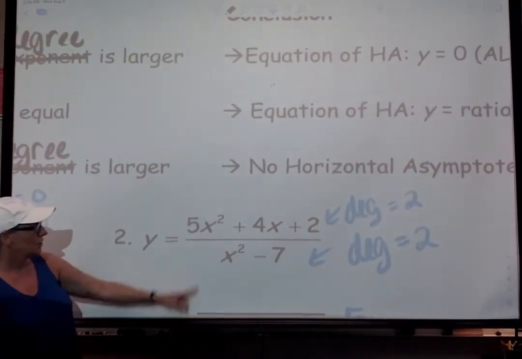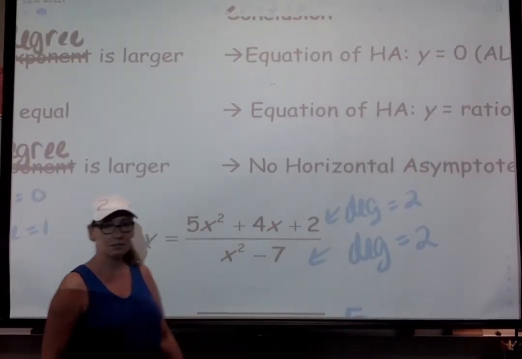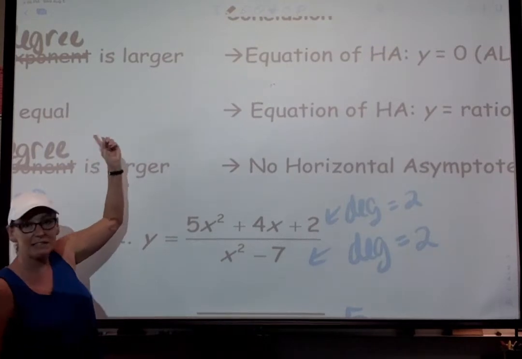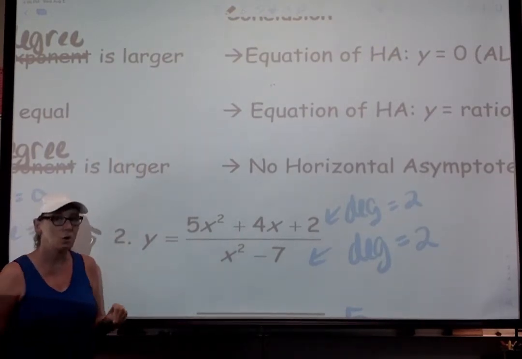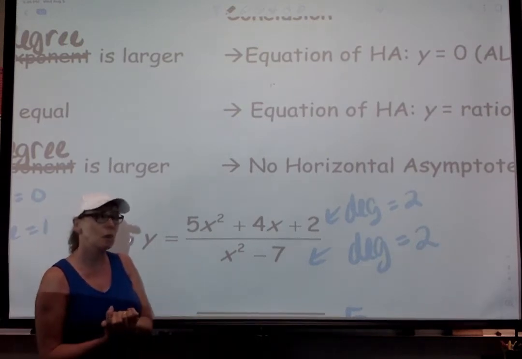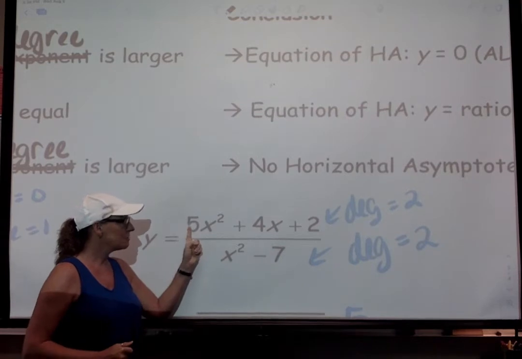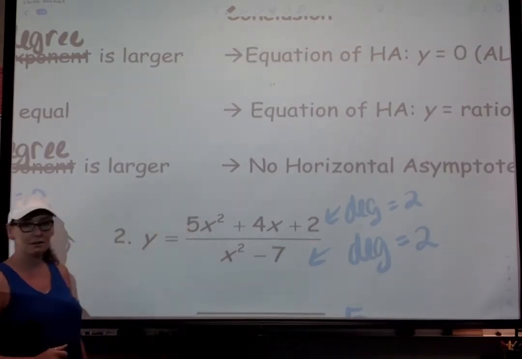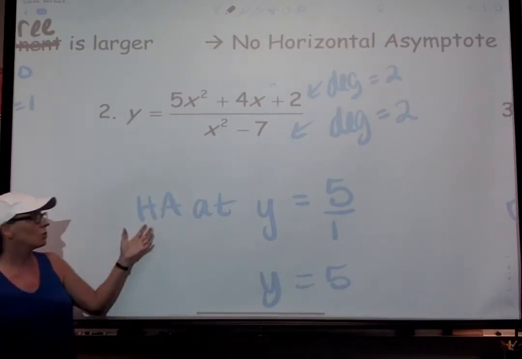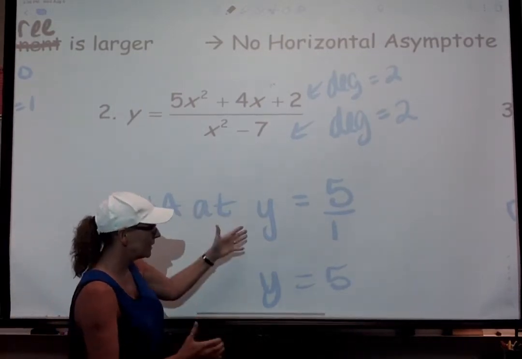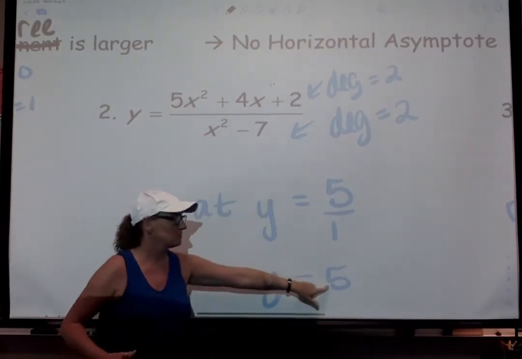Number 2, quadratic, quadratic, same degree. Up at the top, case number 2, degrees are the same. You will have a horizontal asymptote. Where? Y equals 5 over 1. You're going to have a horizontal asymptote at y equals leading coefficient over leading coefficient.